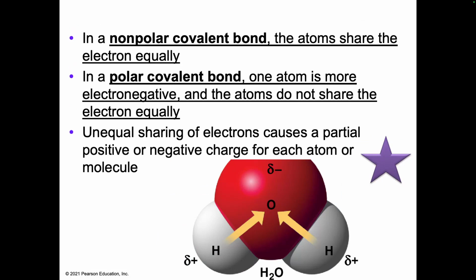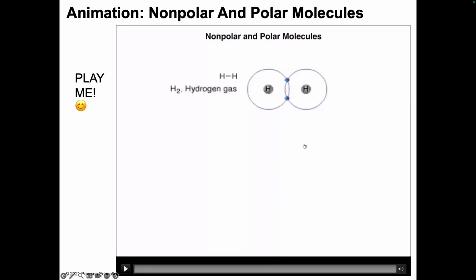In a nonpolar covalent bond, the atoms share their electrons equally, but in a polar covalent bond, the electronegativity is not as equally shared. So this unequal sharing of electrons causes a partial positive or a partial negative charge for each atom or molecule. If you see here, oxygen is more electronegative than hydrogen, so there's a partial positive charge on the hydrogen and a partial negative charge on the oxygen. And then this animation helps to illustrate what the previous slide said.